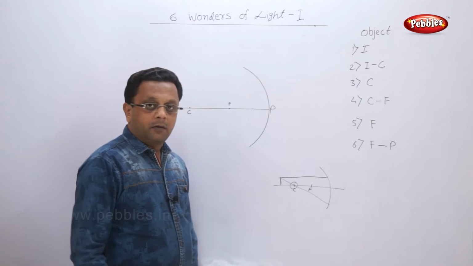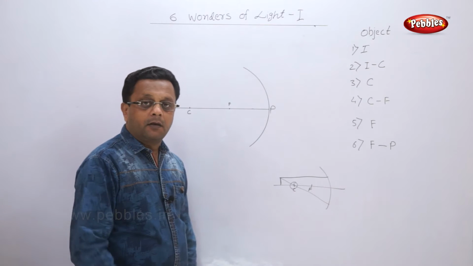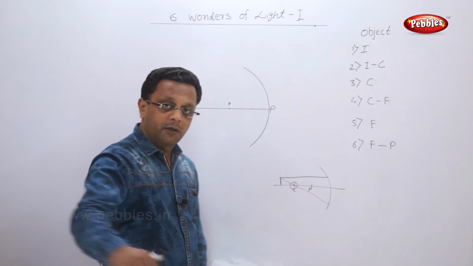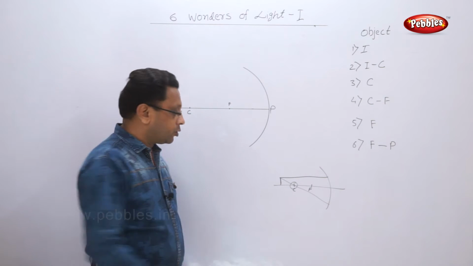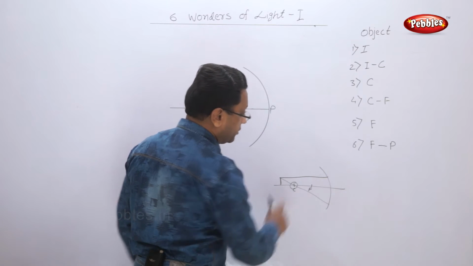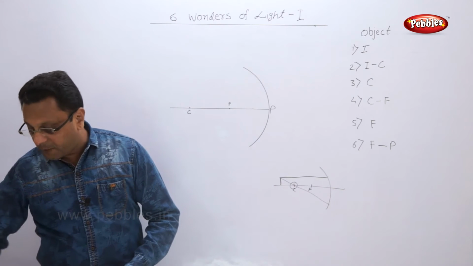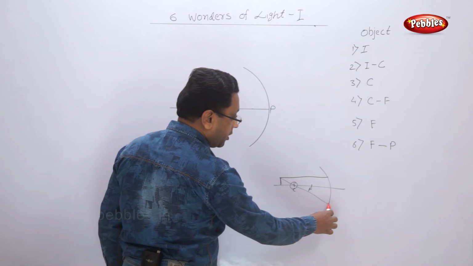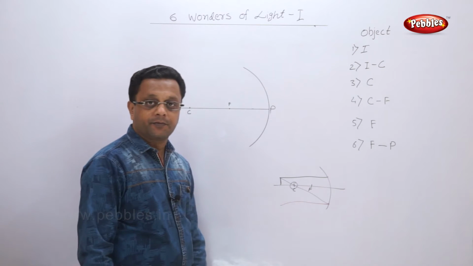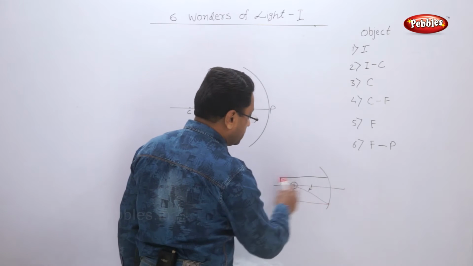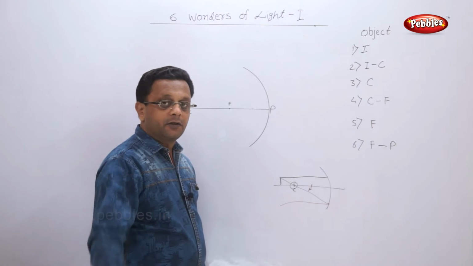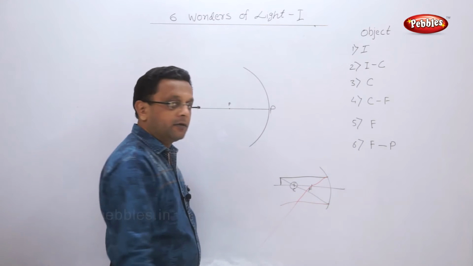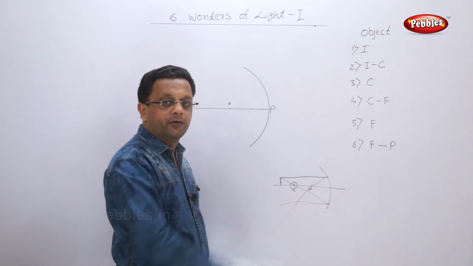Now, whatever is going parallel, when reflected, will pass through some point. Whatever is going through some point will go parallel. So the reflecting ray of the line which is initially passing through some point will now be parallel to the axis. And since this incident ray is parallel to the axis, this will pass through F only. We'll draw it properly, I'm just showing you this.